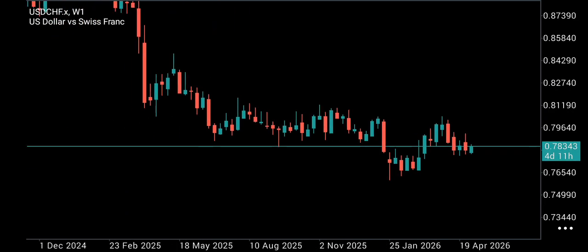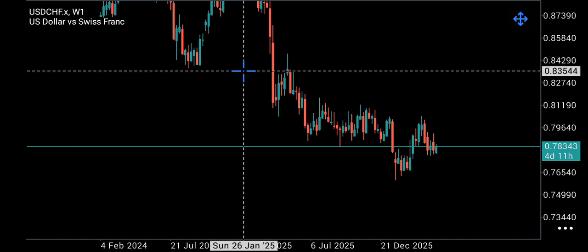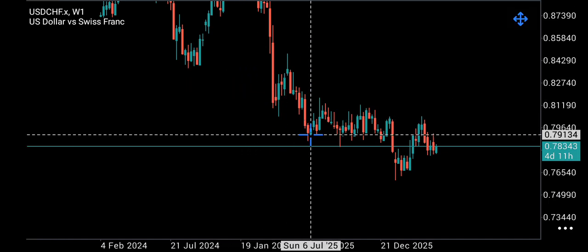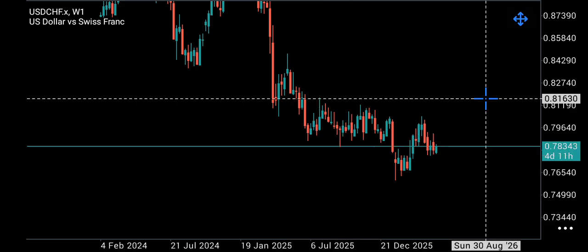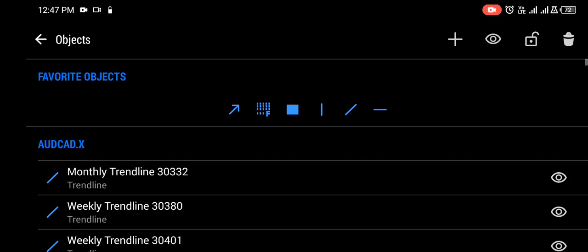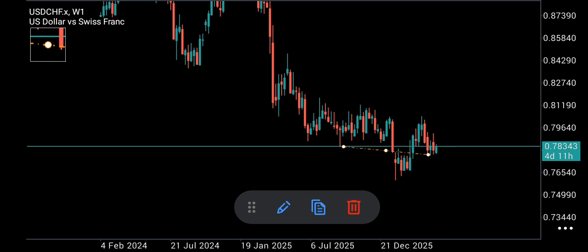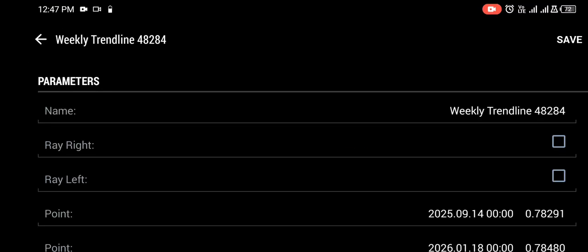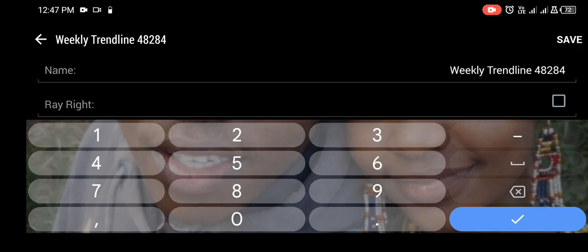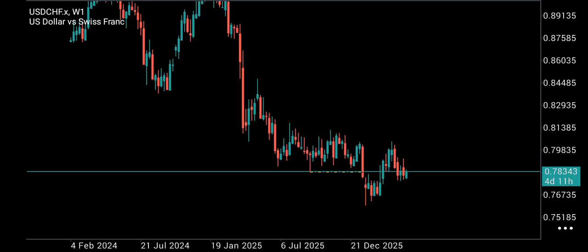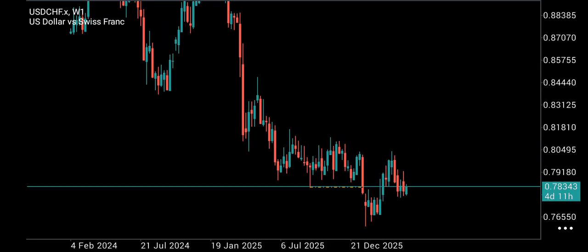So on the weekly, we can see that the market has been breaking structure to the downside, and we can clearly say that the market is on a downtrend. For it to be on a downtrend, we'll mark this last break of structure here. So this is the last break of structure that we had here. Let me mark it here. Let me save these points. Paste. Done. Save. So that was the last break of structure to the downside.